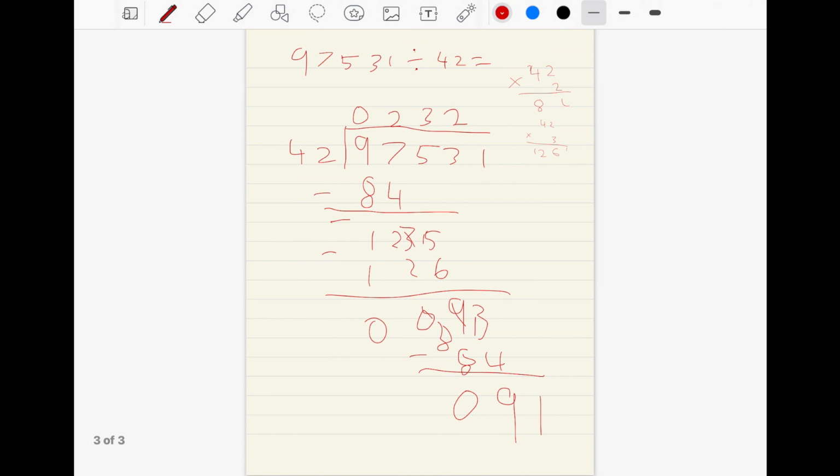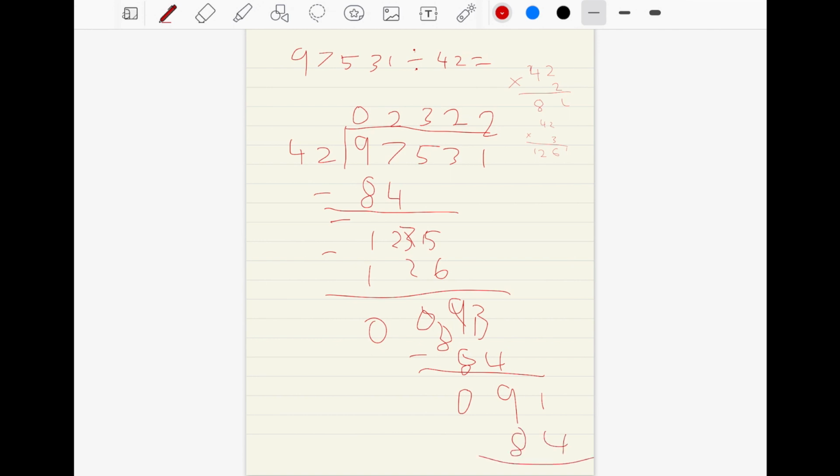I'm going to write the 92 smaller because I don't have enough space left. Okay, 91. There's supposed to be a 0 here. 91. And then 42 times what equals 91, or closest to 91? It's 2 again, because 84 plus 42 equals something larger than the 90s, so we write 84.